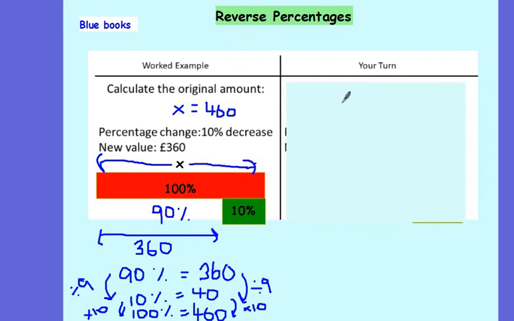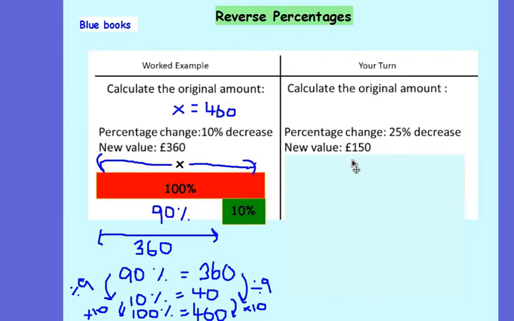Over to you, Year 8. In your dark blue books, can you have a go at this example for me? Calculate the original amount. There's been a 25% decrease this time and the new value is £150. Pause the video for a minute or two and have a go at that question in your dark blue book now, please.